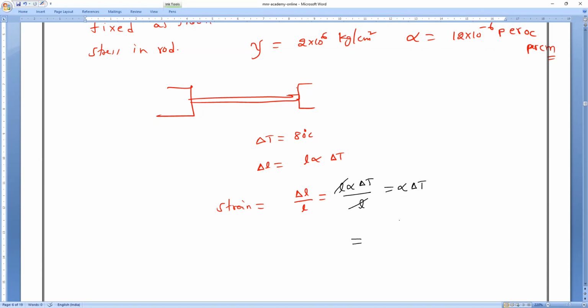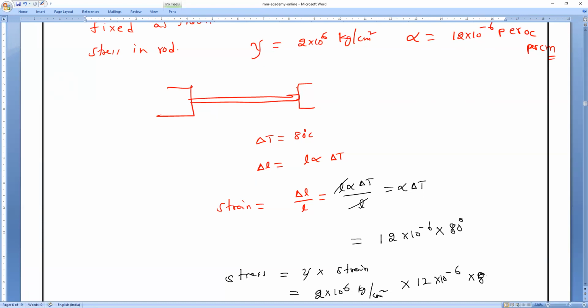So what is the alpha value? Verify it, everyone. 12 into 10 power minus 6, into the temperature, 80 degrees. So now we have the strain. They are asking for stress. Stress is equal to Young's modulus into strain, which is 2 into 10 power 6 kilogram per square centimeter into 12 into 10 power minus 6 into 80.